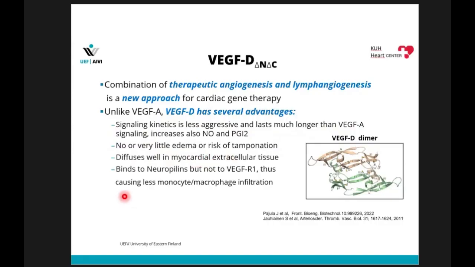And it also binds to neuropilins, which are the co-receptors for VEGF receptors, but it doesn't bind to VEGF receptor 1, which is chemotactic for monocyte macrophages. So it should reduce a little bit the inflammatory risk that we have.